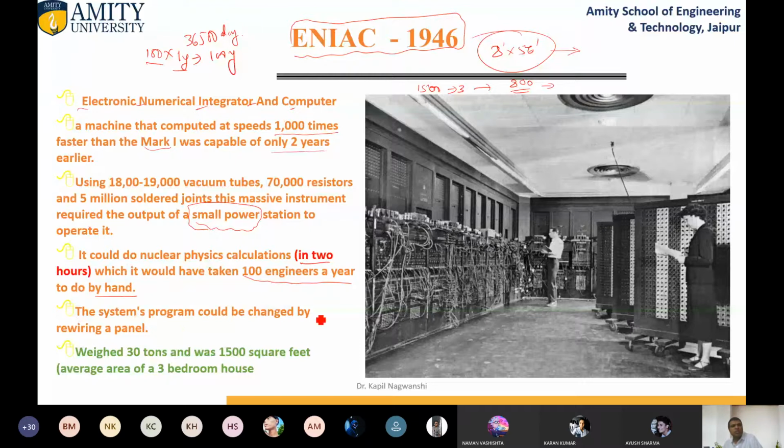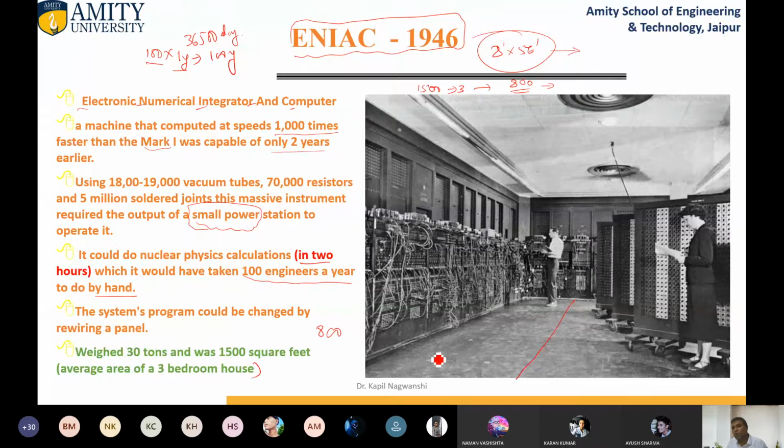The system's program could be changed by rewiring panels. These are the panels, and this is hardwired logic, so you need to change the wires. It will then convert an adder into a subtractor, a subtractor into an integrator, and so on. The weight of this system is 30 tons, and it was installed in 1500 square feet. That is an average 3-bedroom house; nowadays 800 square feet is sufficient for a 3-bedroom house, but at that time it required 1500 square feet.